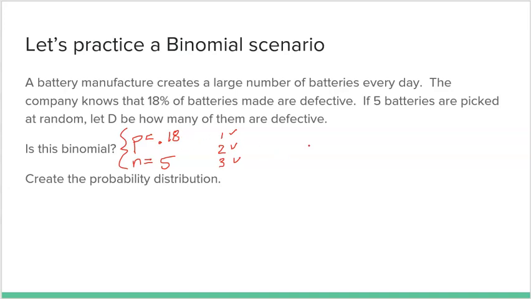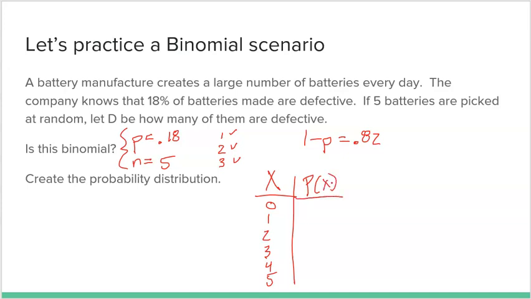Now keep in mind that anytime you're given success, you automatically also know failure, which is the complement of success. So this means that 82% of batteries are not defective. So even though I'm calling that failure, it certainly sounds like a battery that works is a successful thing, it's a matter of what you are looking for. Since I'm looking for defective batteries, then that's what I'm calling success. So they want me to create a probability distribution. Remember, a probability distribution has all the outcomes. So of 5 batteries, 0, 1, 2, 3, 4, or all 5 of them could be defective. And I also need to calculate the probabilities of each of those outcomes.